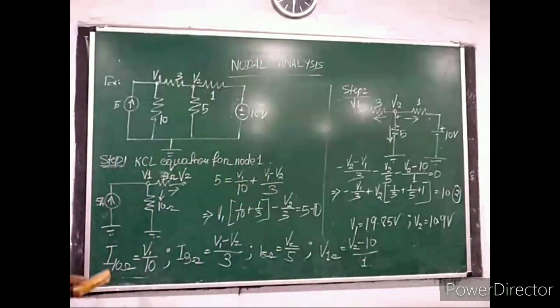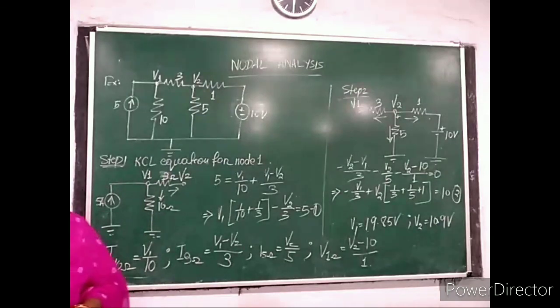In this way, you calculate the nodal voltages V1 and V2 and the current flowing through each of the branches of the circuit.